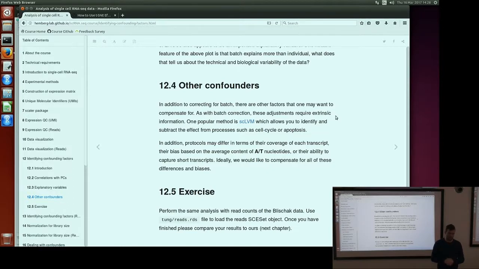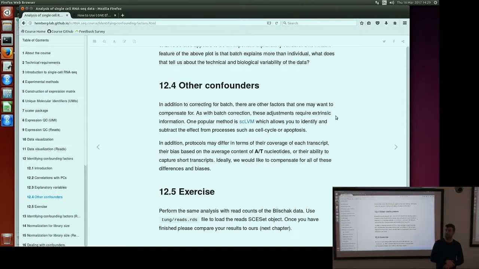The other things we try to model, or at least detect and be aware of before we draw strong conclusions from our data. So in there, we covered looking at correlations with PCs, looking at explanatory variables and other confounders. That was all on the UMI data, so over to you for this exercise now. Try out the same things with the read counts of the bleach-shape data. That's the next topic, and we'll give you a few minutes to work through that and then discuss. Any questions now before we continue?